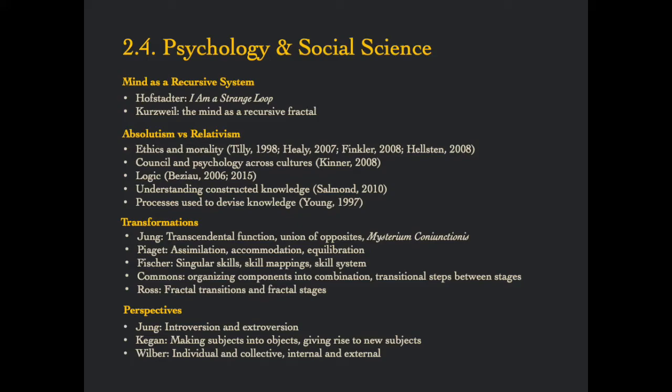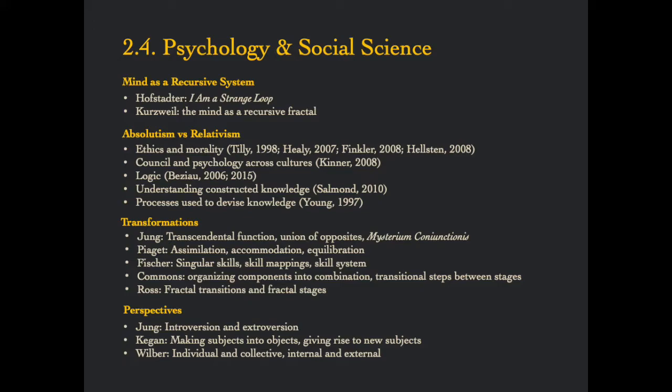Now, we can look at the ideas that Piaget, Fischer, and Commons have here in terms of assimilation, singular skills, and the equilibrium all being associated with the static mode, and accommodation, skill mappings, and the relativism of Commons being associated with the dynamic mode, and then equilibration, skill systems, and what Commons called the smash transitions of trying to fit together behaviors into a more complex behavior as being expressions of multidynamic mode.